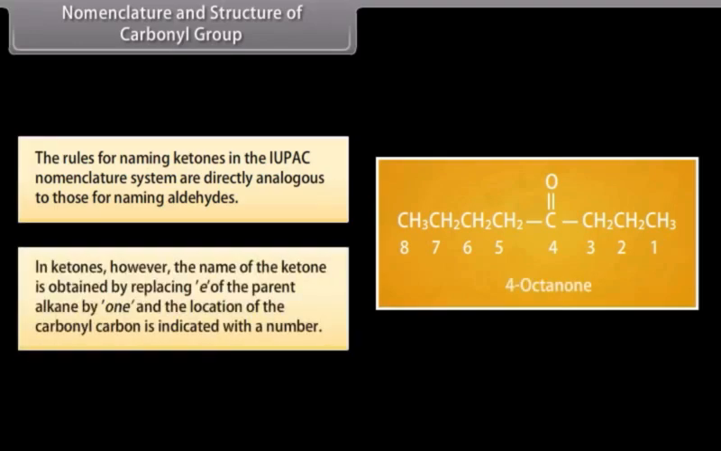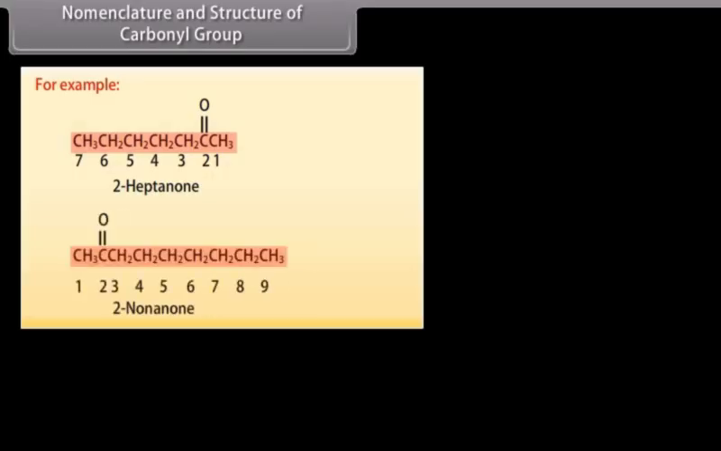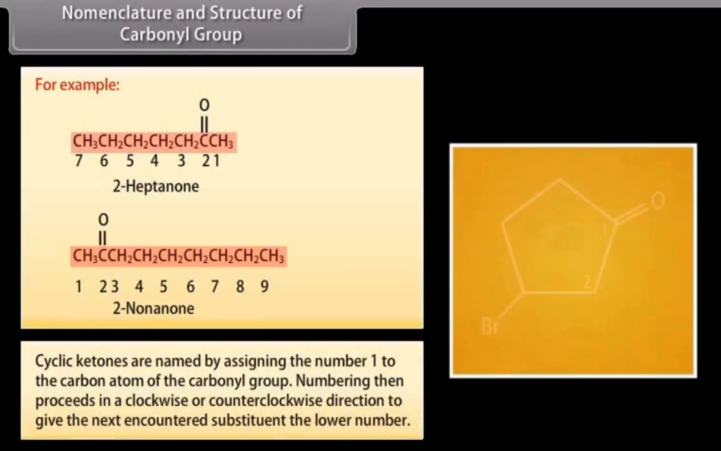In ketones, however, the name of the ketone is obtained by replacing E of the parent alkane by O-N-E and the location of the carbonyl carbon is indicated with a number. For example, 2-heptanone, 2-nonanone. Cyclic ketones are named by assigning the number 1 to the carbon atom of the carbonyl group. Numbering then proceeds in a clockwise or counterclockwise direction to give the next encountered substituent the lower number.